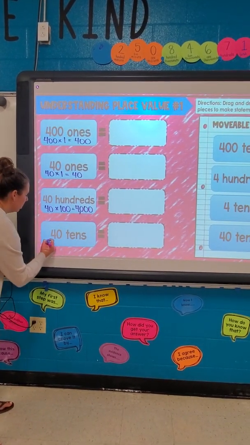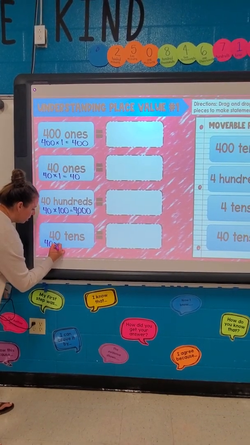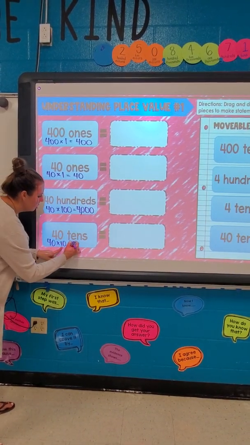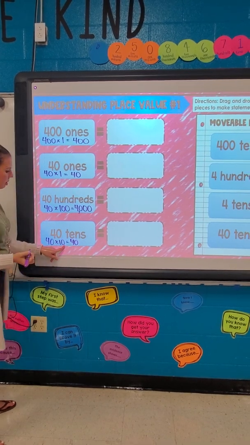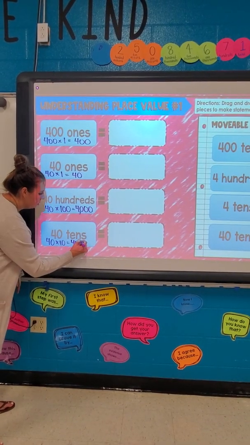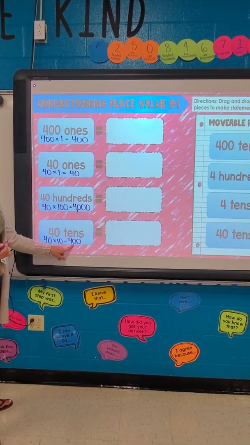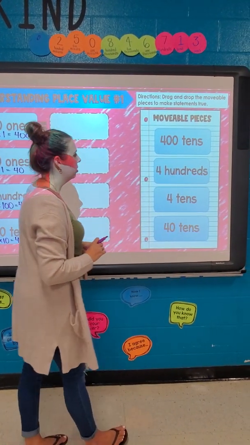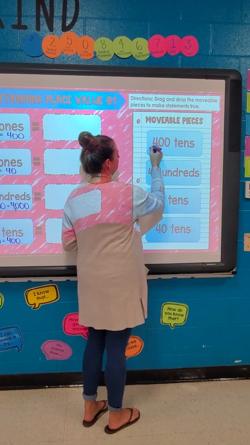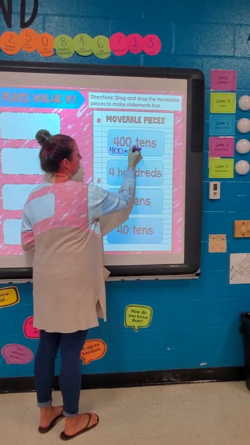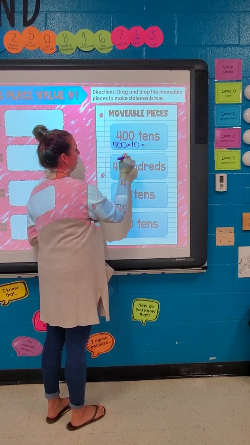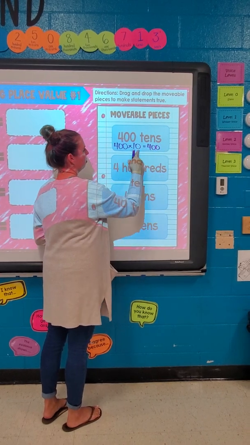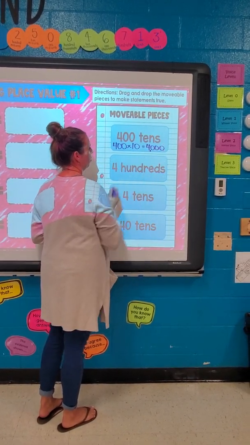Then we've got 40 tens. So 40 times 10. I'm going to say 40 times the 1. That equals 40. And then I'm going to tag on that extra 0. So 40 tens is worth 400. So then I would come over here and I could do the same thing. So 400 tens. I would say, what's 400 times 1? That would give me 400 plus the extra 0 would change it to 4,000.